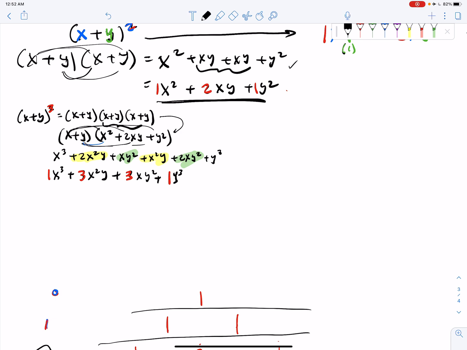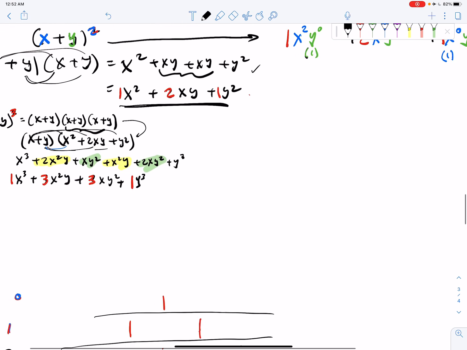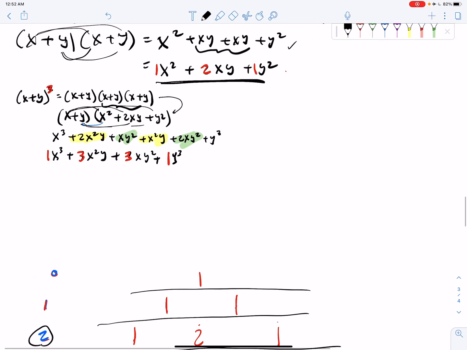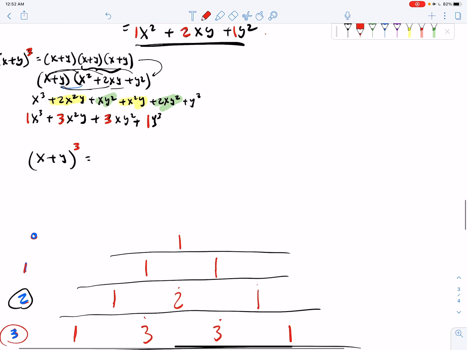But anyhow, how would I do it using this pattern, which is actually called the binomial theorem? Well, if I was going to do this problem that said x plus y to the third power, here's how I would do it. The power is 3, so I go to my Pascal triangle that has 3 on it, and the coefficients are going to be 1, 3, 3, 1. So I write those out. 1, 3, 3, 1.